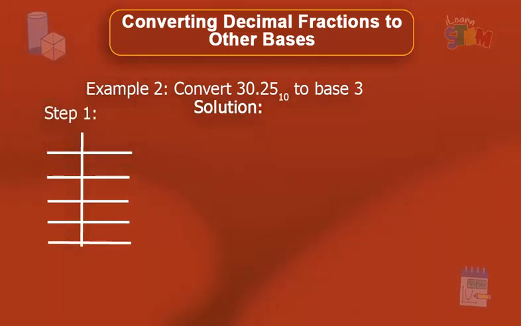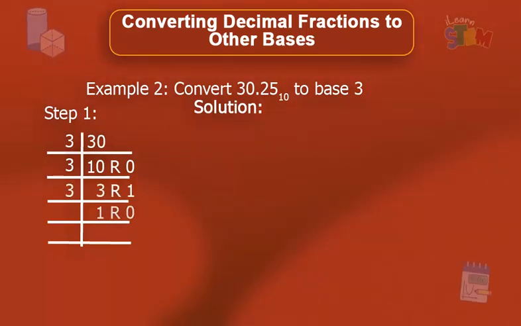Step 1. We successively divide the whole number, 30, by 3, taking note of our remainders. 3 divides 30, gives 10, remainder 0. 3 divides 10, gives 3, remainder 1. 3 divides 3, gives 1, remainder 0. And 3 divides 1, gives 0, remainder 1. Collecting the remainders in ascending order, we have 1, 0, 1, 0.